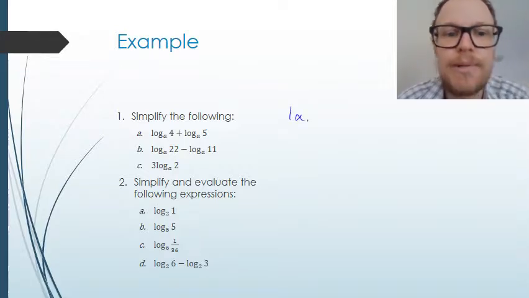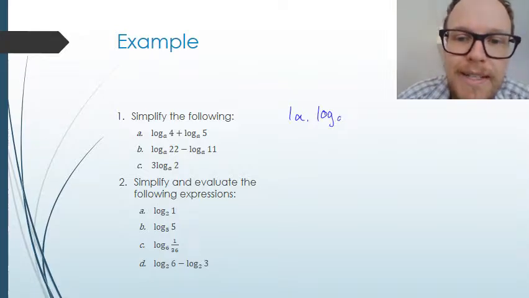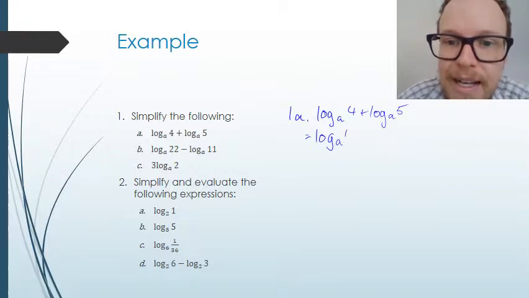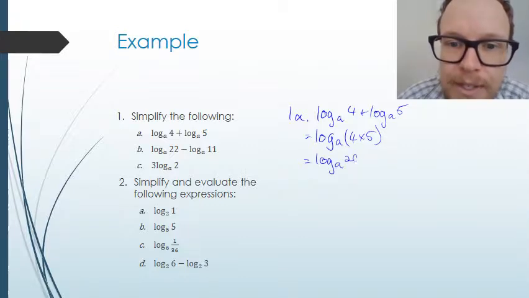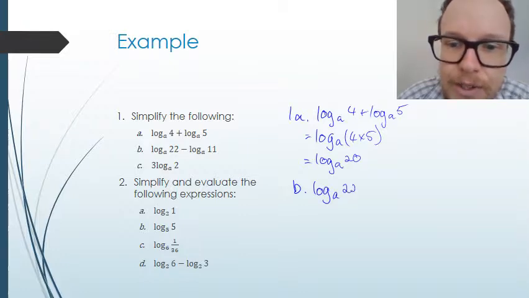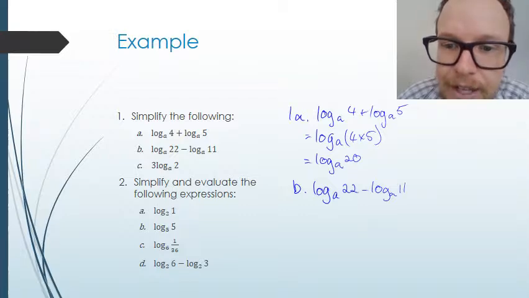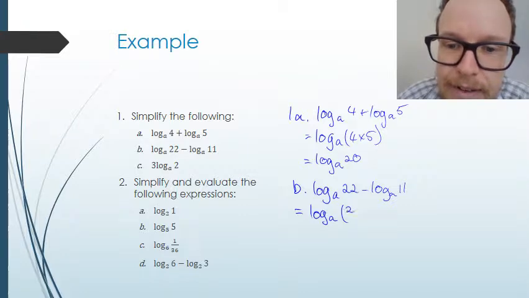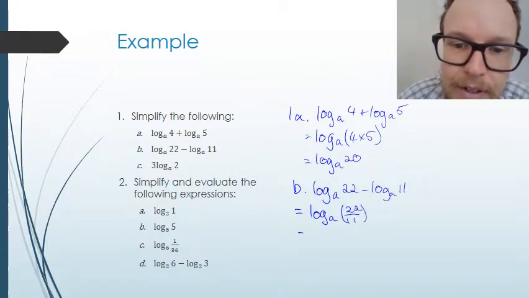Question 1a, we're looking at simplifying the following using the log laws. We've got log to the base a of 4 plus log to the base a of 5, and we can use log law 1 to get that this is log to the base a of 4 times 5, which is log to the base a of 20. Looking at b, we get log to the base a of 22 minus log to the base a of 11. Now using log law 2, we can simplify this as log to the base a of 22 divided by 11, which is log to the base a of 2.